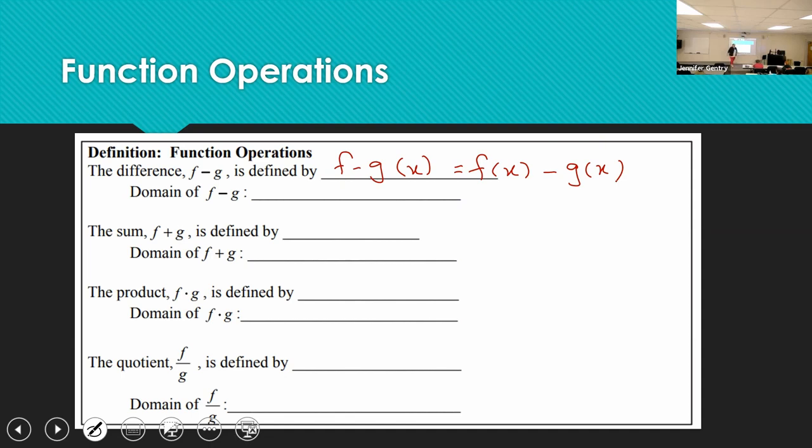Okay, the domain. It's gonna be the domain of F, where it intersects with the domain of G. Okay? So whatever your domain of F is, and whatever your domain of G is, it's everything that's common between those two domains. Does that make sense? Domain of F intersect with the domain of G.